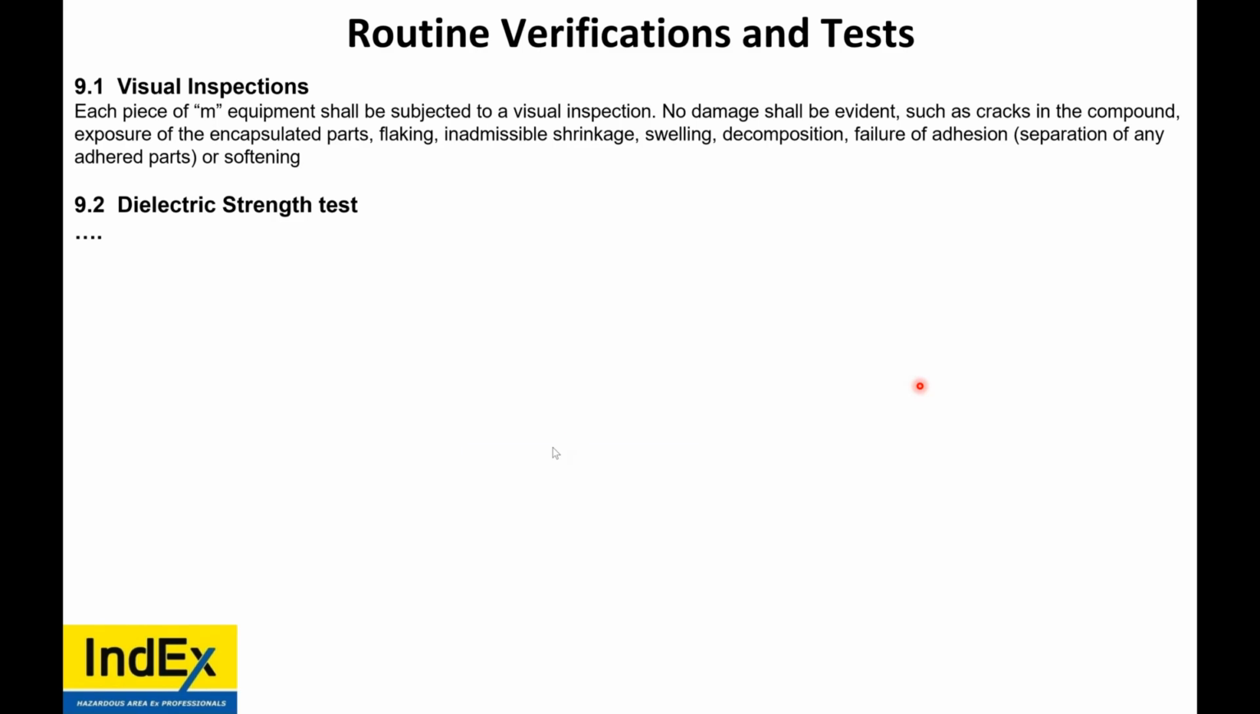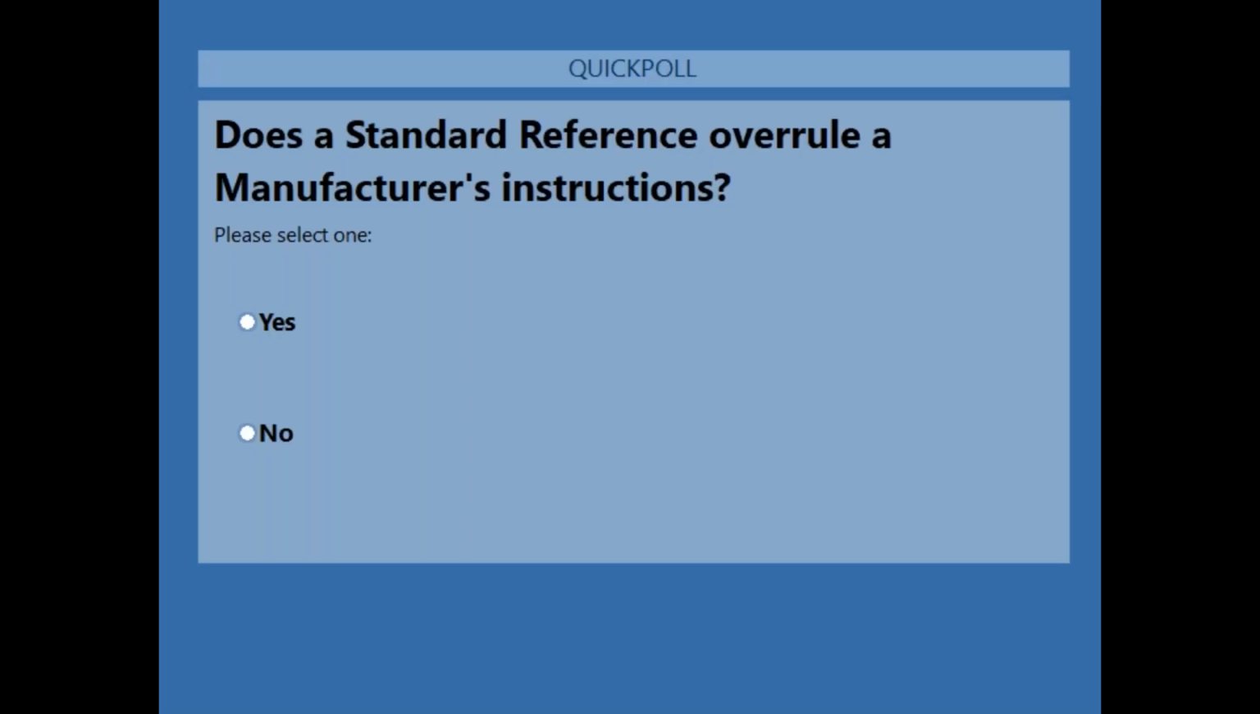Please be aware. Now, does a standard reference overrule manufacturer's instructions? If there is a conflict between the manufacturer's instructions and the standard, what do you follow?